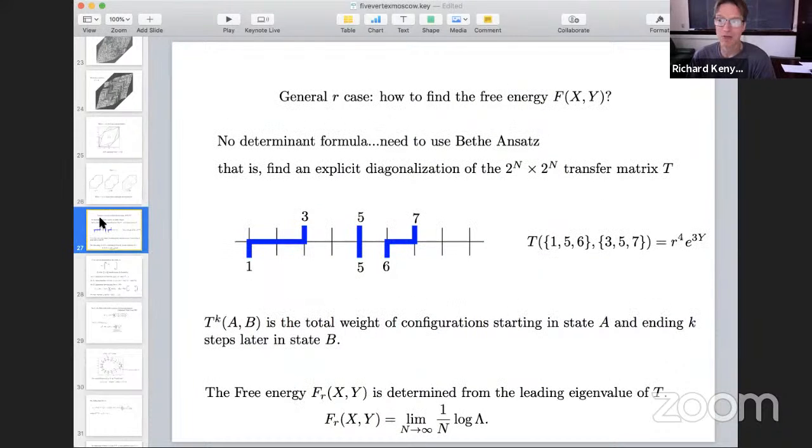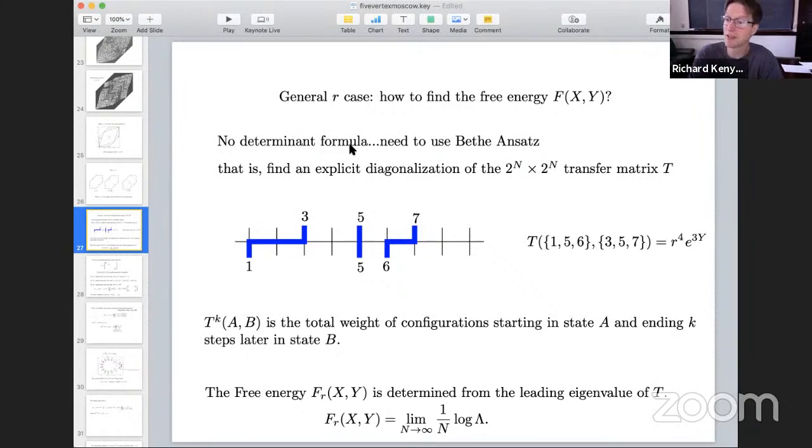All right. Let me just say in the last few minutes here how we find the surface tension, because that's kind of an interesting and non-trivial calculation for the five vertex model. How to find the free energy, in fact. Once we find the free energy, the surface tension is just the Legendre dual of the free energy. Unlike the dimer model, there's no magic determinant formula which will tell us what the free energy is.